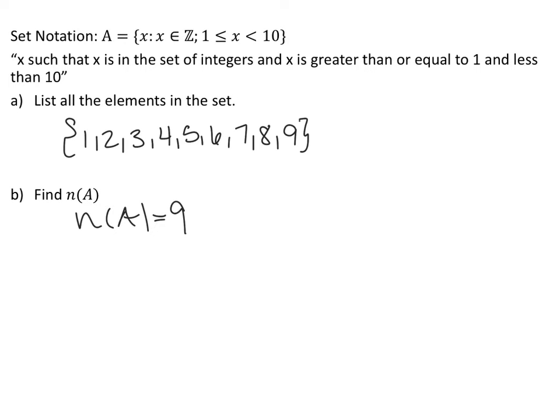So the elements in the set are all the integers between 1 included and 10 not included. So that's just 1, 2, 3, 4, 5, 6, 7, 8, 9. So just listing all of those out. And then the number of elements in the set, you just count up how many elements are in their set. Well, 1 through 9, there are 9 elements in the set, so n of A is 9.